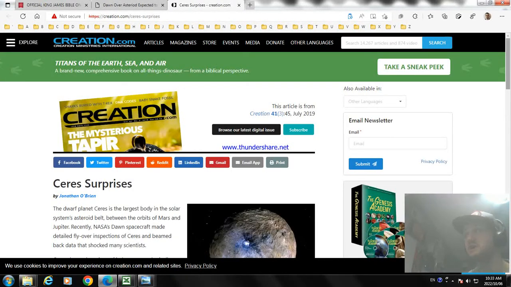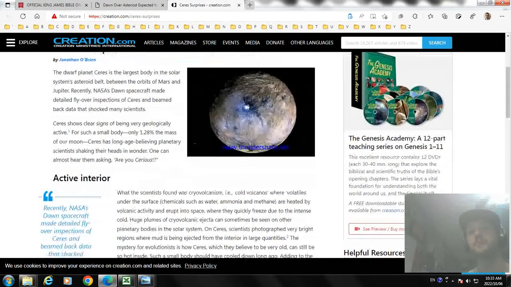Now, Ceres surprises. The dwarf planet Ceres is the largest body in the solar system's asteroid belt between the orbits of Mars and Jupiter. Recently, NASA's Dawn spacecraft made detailed flybys of Ceres, bringing back data that shocked many scientists.